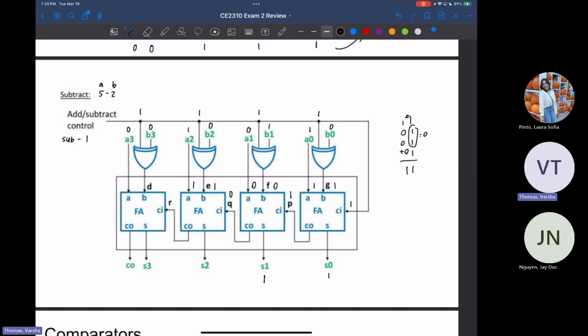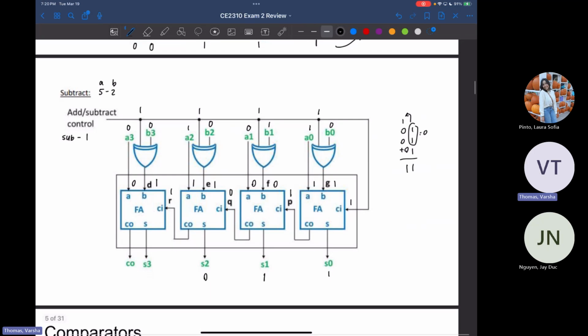We bring down the A2 value, and we get 1 plus 1 plus 0. That gives us 0 coming out, 1 carry. And then this XOR gate, we have, once again, different values. So 1 is coming out of the XOR gate, we bring down the A3 value, and we get 1 plus 1 plus 0, which gives us 0 and a carry of 1.